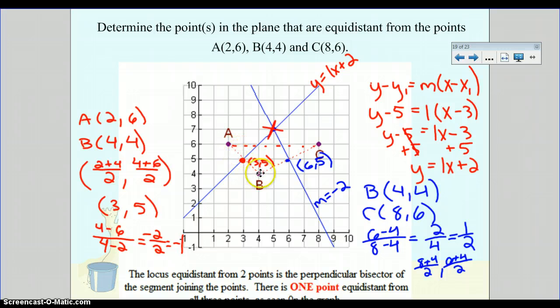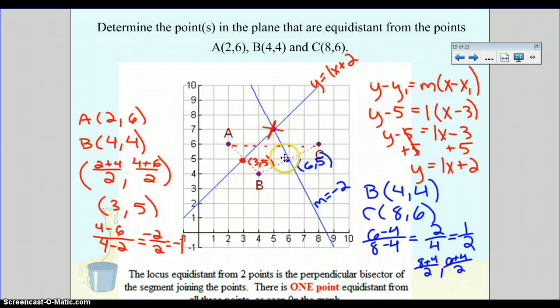Well, we know that these 3 points are forming a triangle. Equidistant from all 3 points are the perpendicular bisectors of each segment, and we know from what we know about a triangle that they have to all meet at the same point. So we really only have to find 2 perpendicular bisectors. So what we need to do is find the equation or the slope of AB so that we can find the perpendicular slope that we need for our new line for our locus.